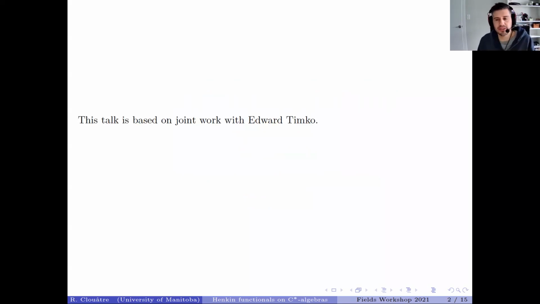All of this is based on joint work with my former postdoc, Edward Timko. My title was about Henkin and analytic functionals on C-star algebras. I'm going to spend quite a bit of time motivating what these objects are and why they're interesting. To do this, I would like to discuss an operator theory problem related to the functional calculus.